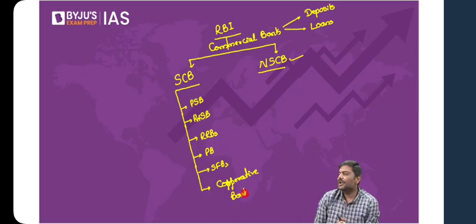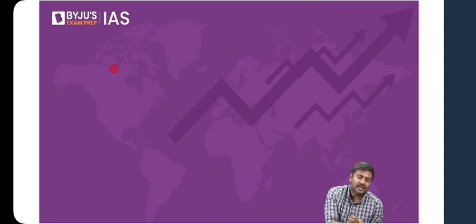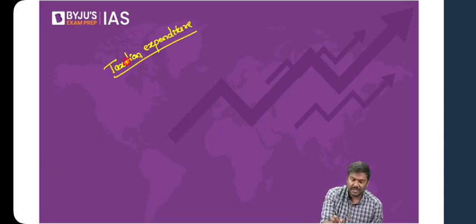Okay. Fiscal policy. What do you mean by fiscal policy? Fiscal policy basically represents the taxation policy as well as expenditure incurred by the government. Any policy that deals with the taxation or the expenditure of government of India is referred to as fiscal policy.